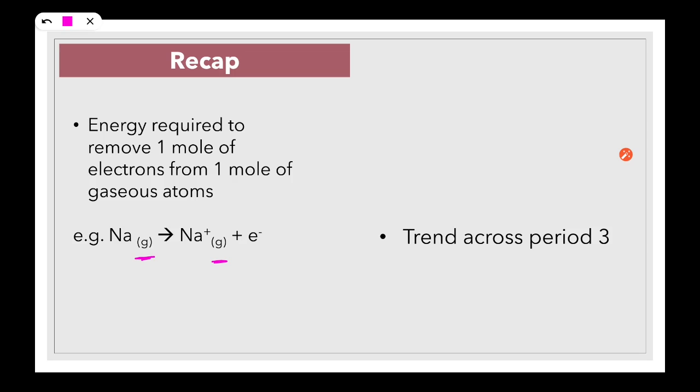successive ionisation energies. This is the first IE, so I'm going to call this I1. Then we might look at I2, which would be taking sodium ions, battering them with a bit of energy, and making an Na2+ ion. So this would be I2. I3 would be going from Na2+ to Na3+, and so on.